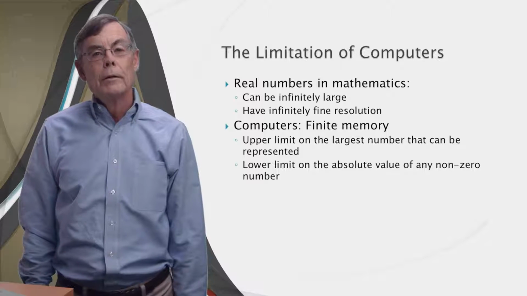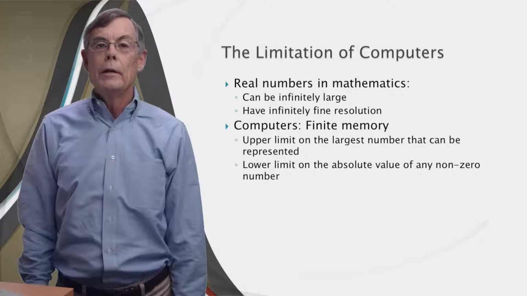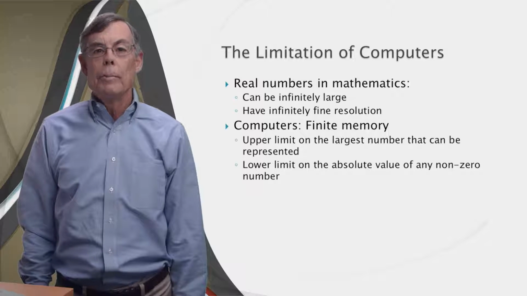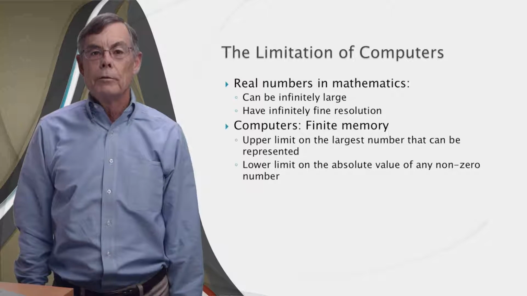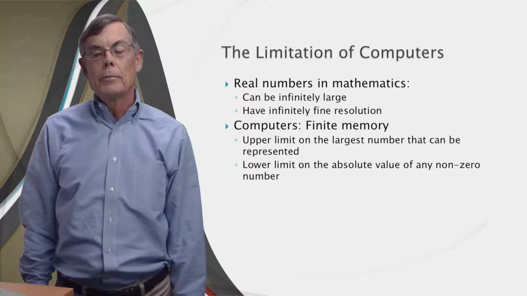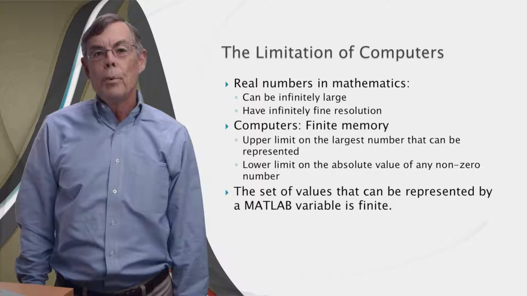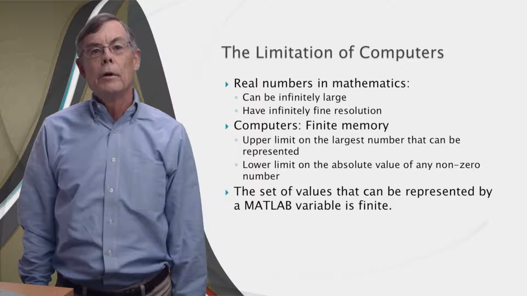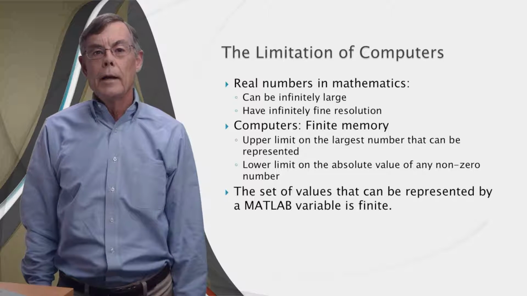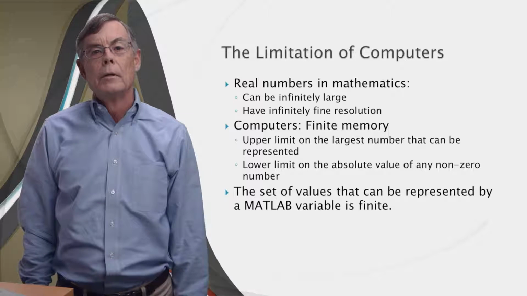And if you think about it, the finiteness of the memory means that a MATLAB variable can't store an irrational number. So for example, the function pi returns not pi, but only an approximation of pi. And the square root function can return only an approximation of the square root of 2. The most important thing to learn here is that the number of values that can be represented by a variable in MATLAB is finite. And by the way, that's true for any computer language.